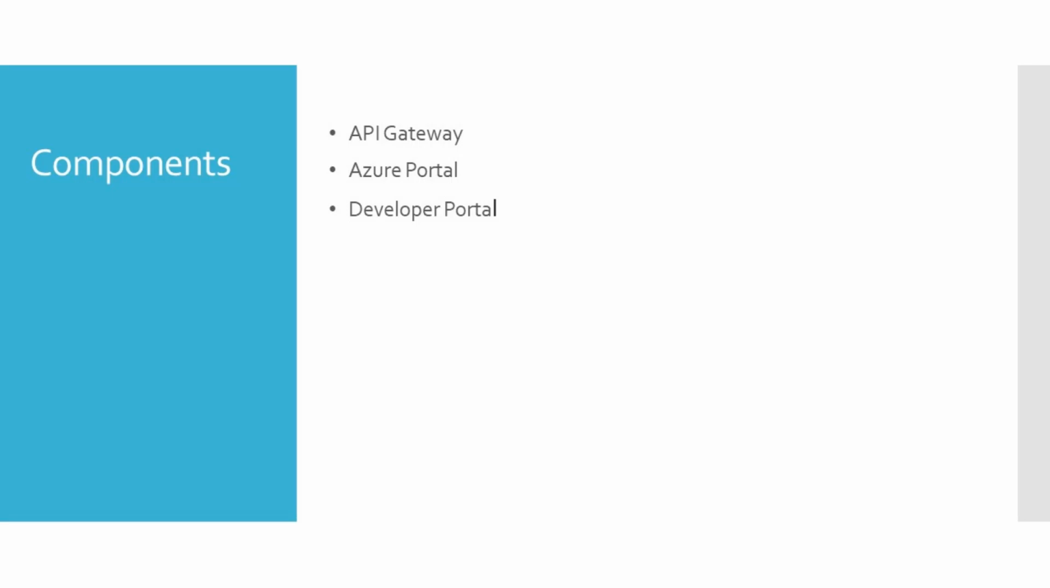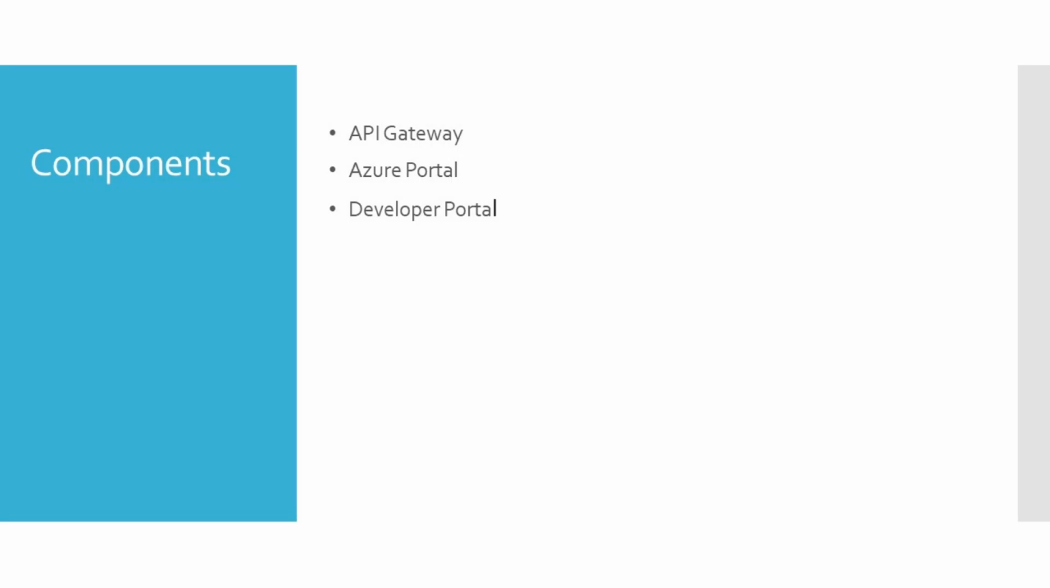There are three components in APIM. First component is the API gateway. The API gateway accepts API calls and routes them to your backend services. It verifies API keys, JWT tokens, certificates, and other credentials. It applies usage quotas and rate limits. It can also transform APIs on the fly without code modifications.